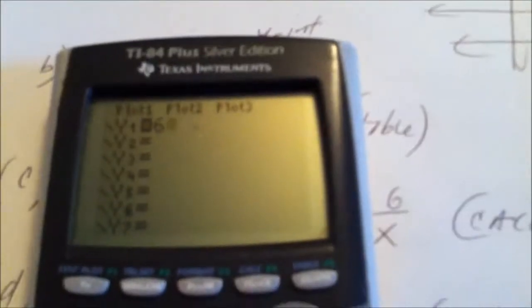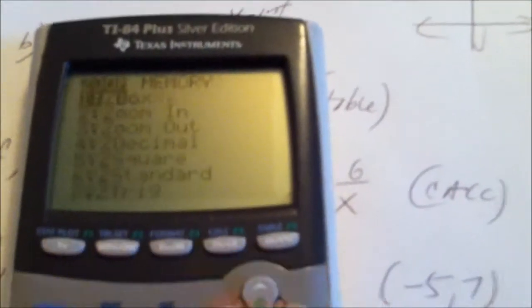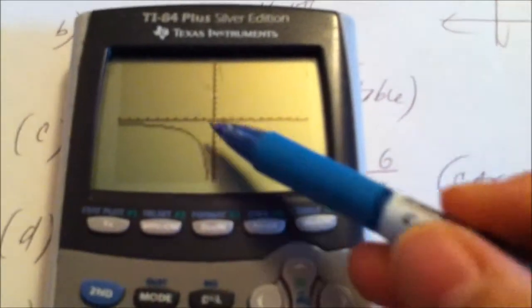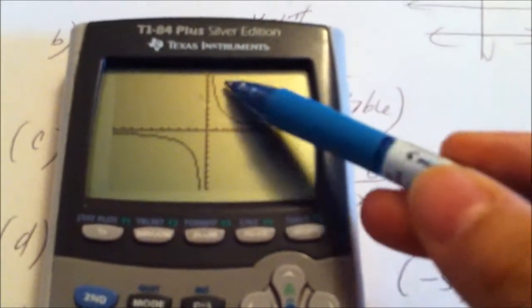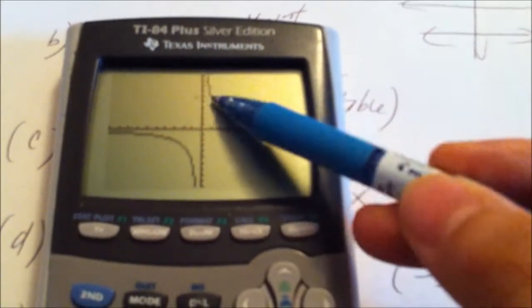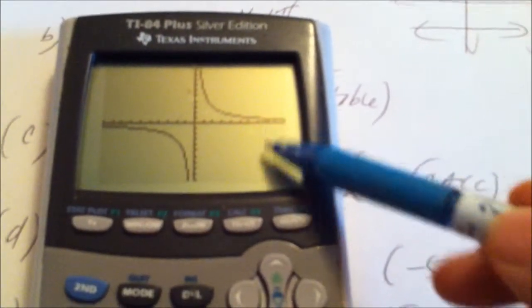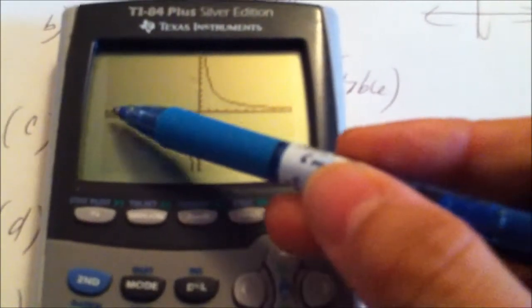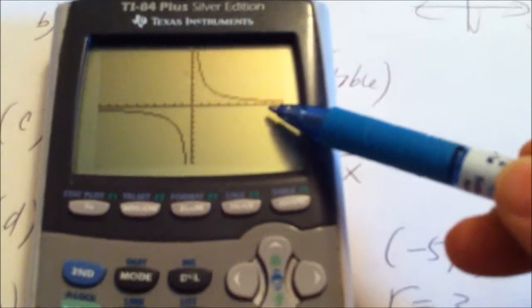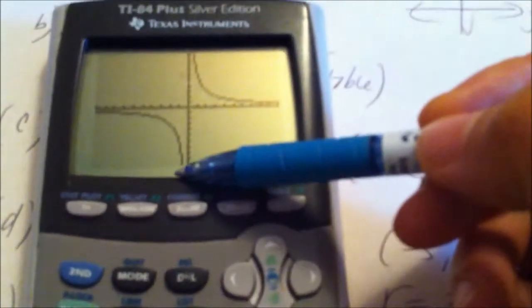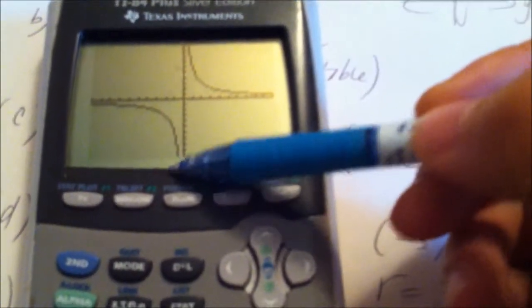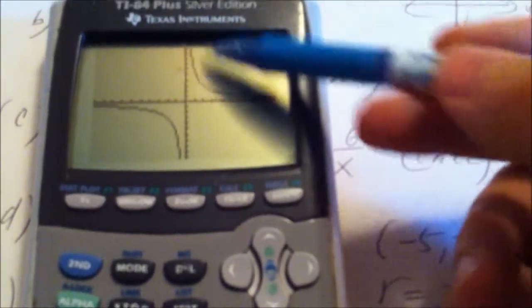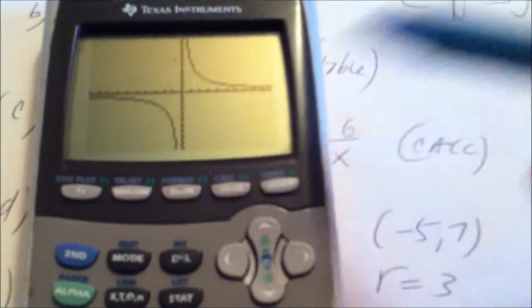If I do 6 divided by x here with the calculator, and I did a zoom 6, you can see how your graph is going to be in the first and the third quadrants, and it's going to get closer and closer and closer to these axes, but it'll never touch it because the x-axis, which is the equation y equals 0, and the y-axis, which is the equation x equals 0, are asymptotes. So these values are going to get closer and closer to it but never touch it.